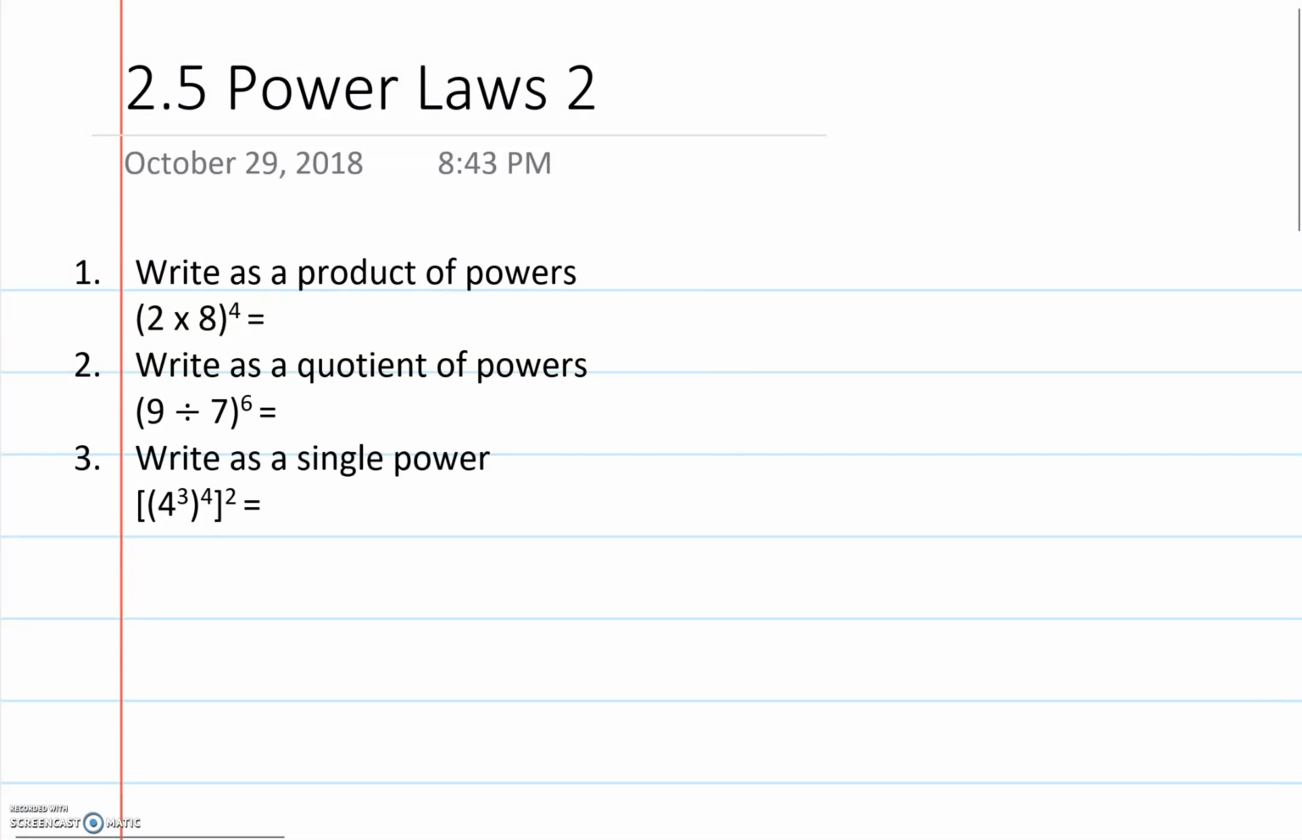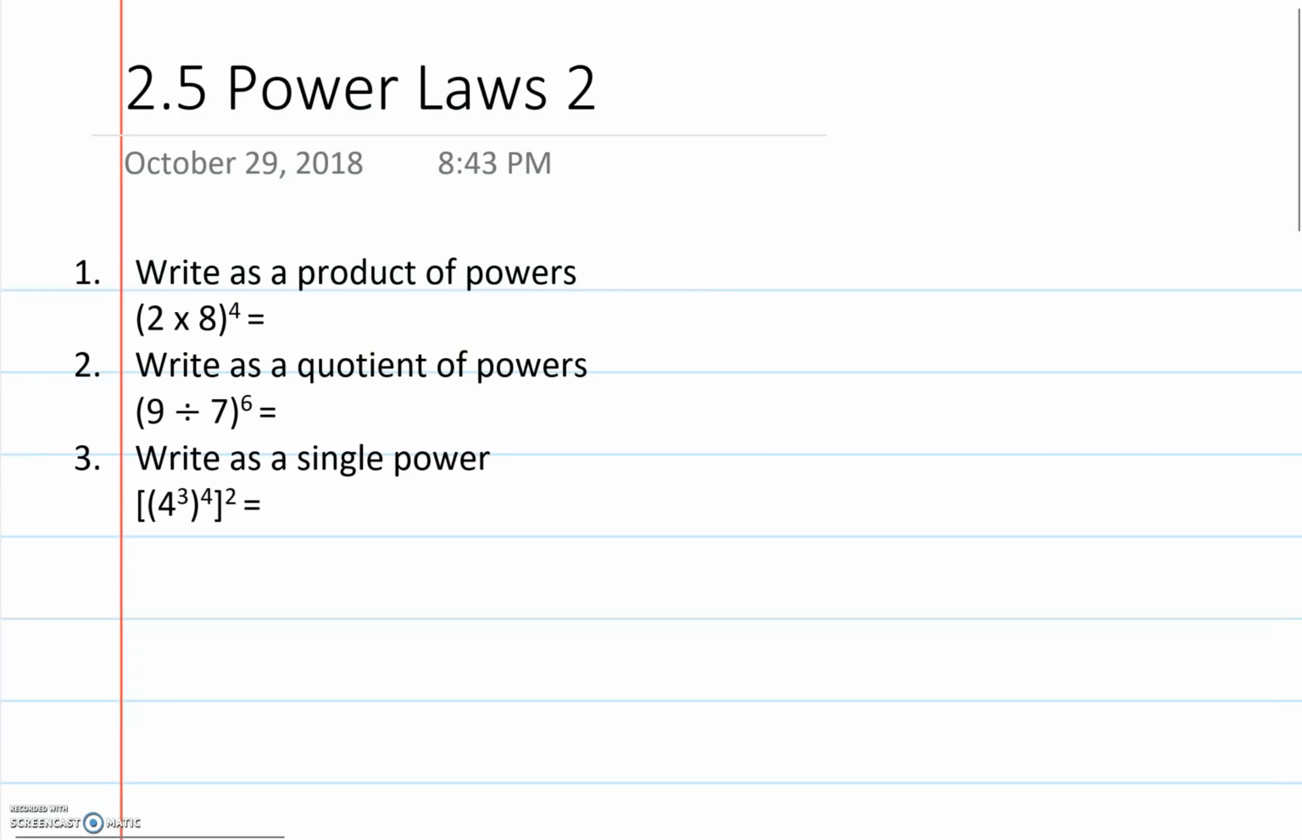So these are the rest of the power laws that we hadn't looked at on the last video, and this is from topic 2.5 from the Math Makes Sense 9 textbook. There's basically three power laws that we haven't looked at, and the first two are almost so obvious that you almost don't even need to talk about them, but we'll mention them here so that you can see different ways of getting to it, and I'll explain why it makes sense also.